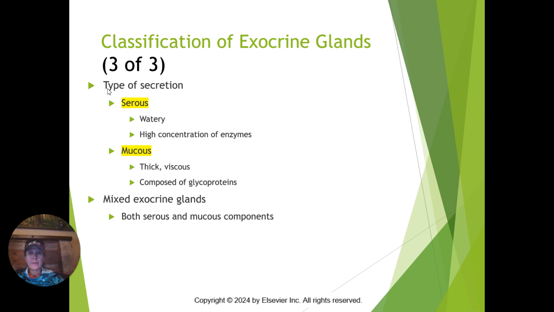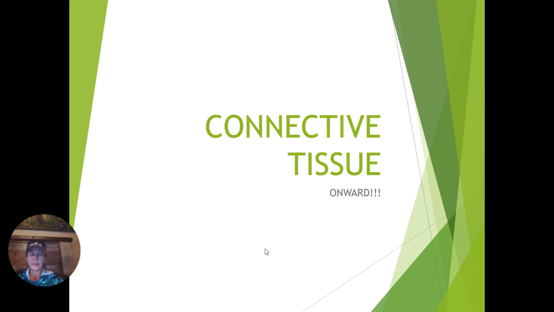The type of secretion is also a descriptor for different types of exocrine glands. Some exocrine glands can produce serous or watery discharge. Serous discharges often have a high concentration of enzymes, or they can have mucus type secretions, which are thicker and more viscous. Mucus is largely composed of glycoproteins that we studied in cell production the last couple chapters. Or you can have mixed glands that produce both serous and mucus components.